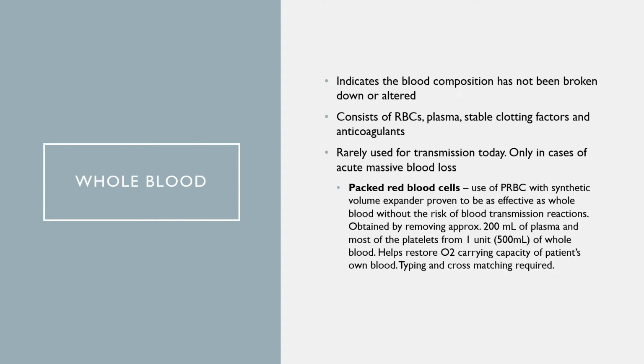Packed red blood cells are used with a synthetic volume expander. It's proven to be as effective as whole blood without the risk of blood transfusion reactions. It's obtained by removing approximately 200 milliliters of plasma and most of the platelets from 1 unit of blood, which is about 500 mLs. This does help restore oxygen carrying capacity of the patient's own blood, but typing and cross-matching are still required.